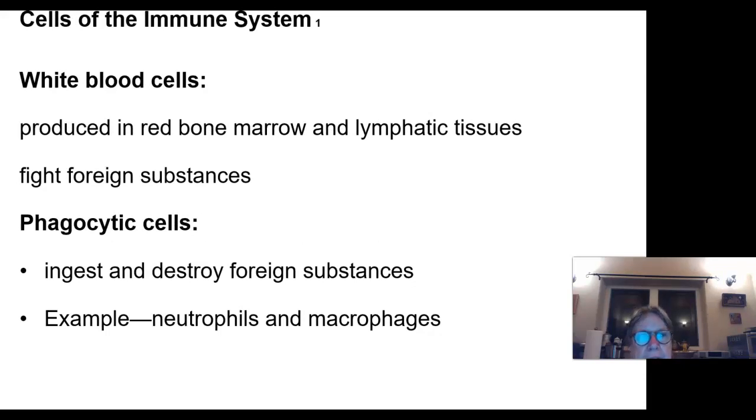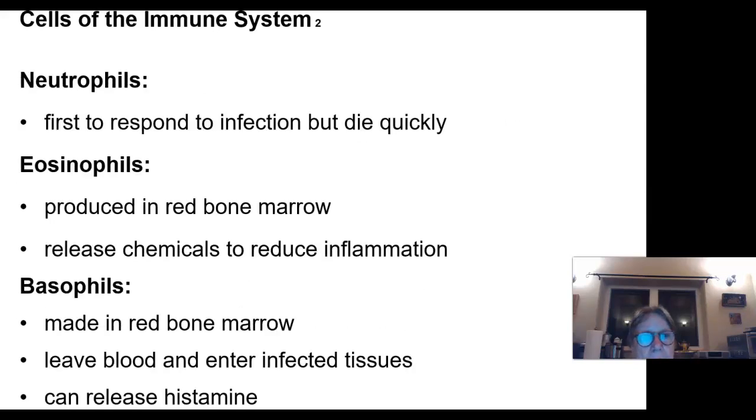And then you have your cells, excuse me. And these cells, we've gone over quite a few of them, so you'll have to know these. They're produced in the red bone marrow and lymphatic tissues, and they fight foreign substances, and they have phagocytic cells that ingest and destroy foreign substances. For example, neutrophils and macrophages. So here we're going to review again.